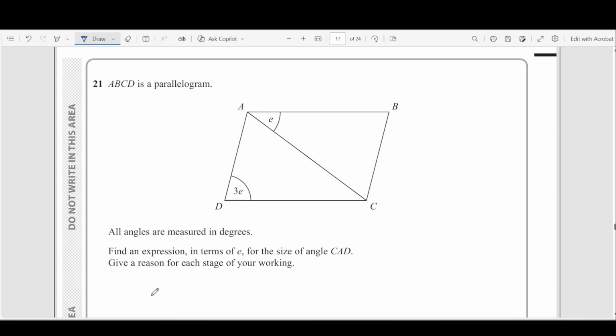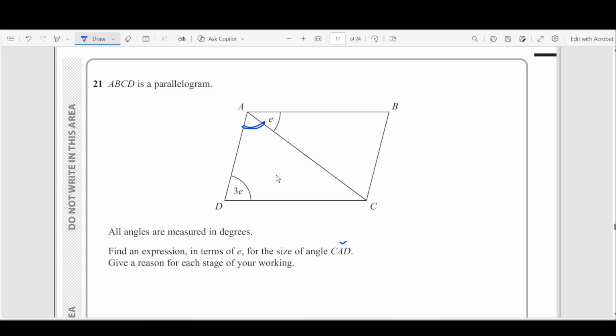Okay, next question is 21. We are given a parallelogram. We need to find the missing angle. Let's try this. Find an expression in terms of E for the size of angle CAD. So CAD is this angle, right? Give a reason for each stage of your working.